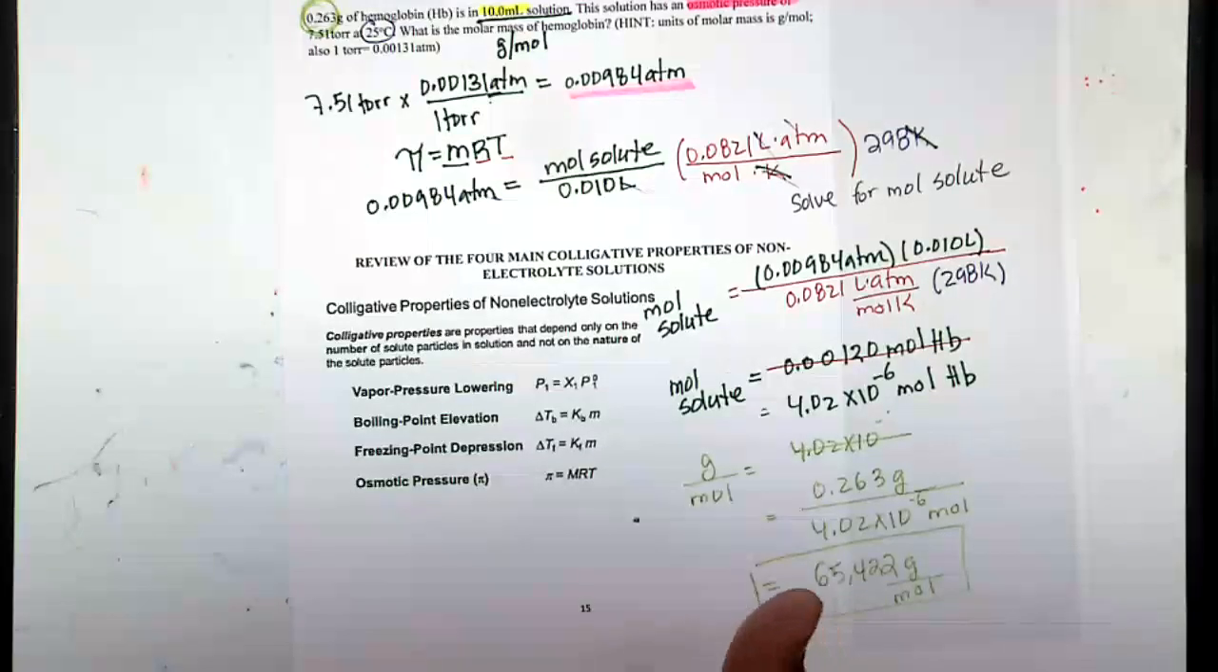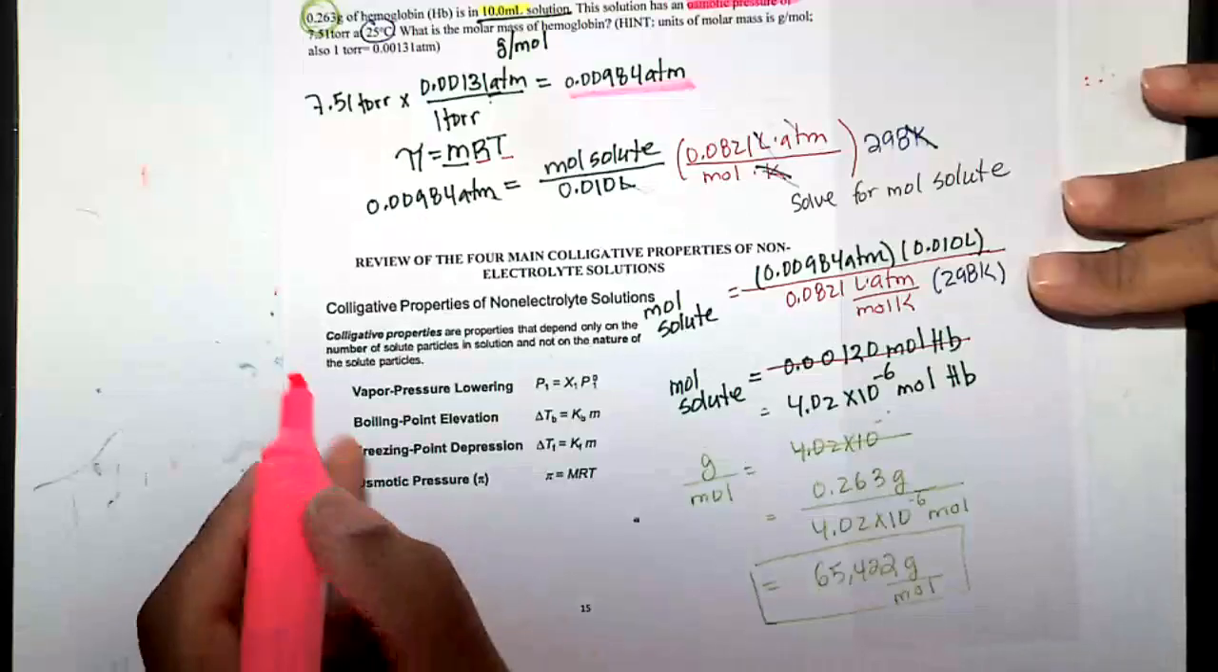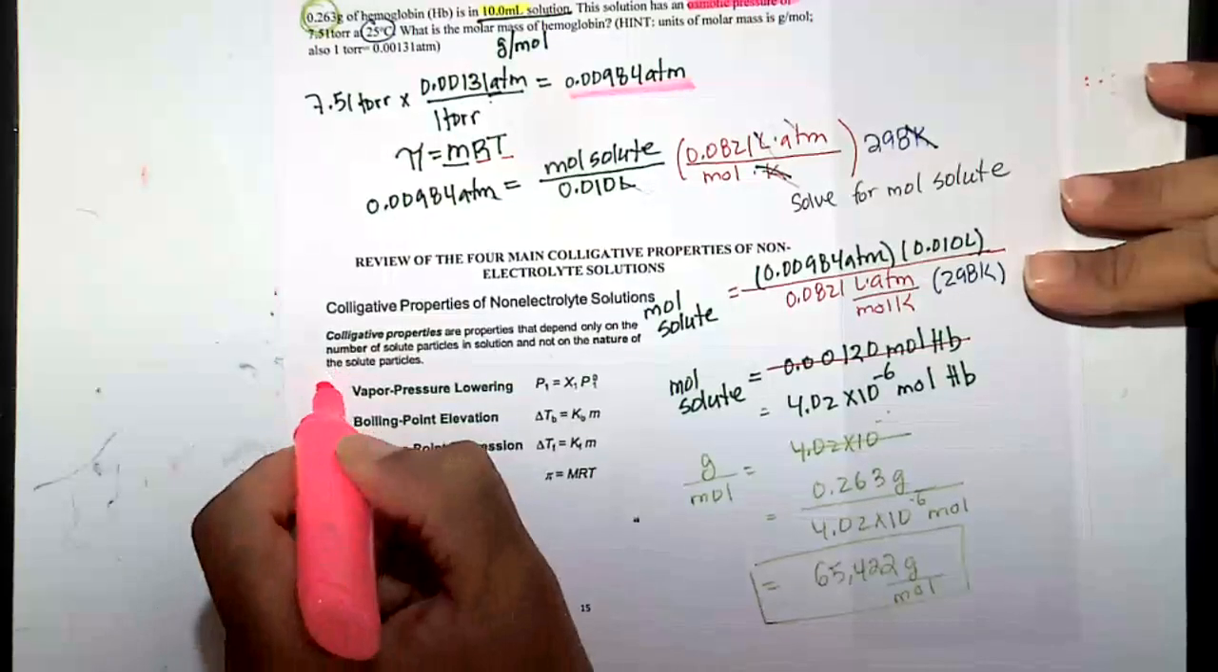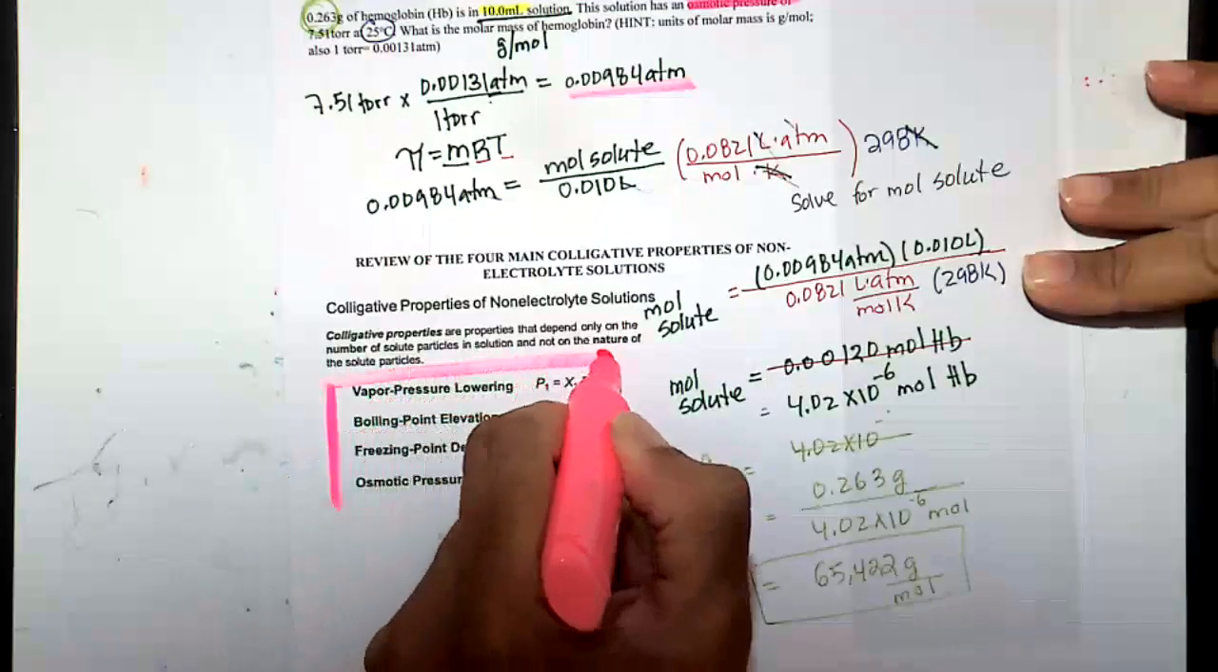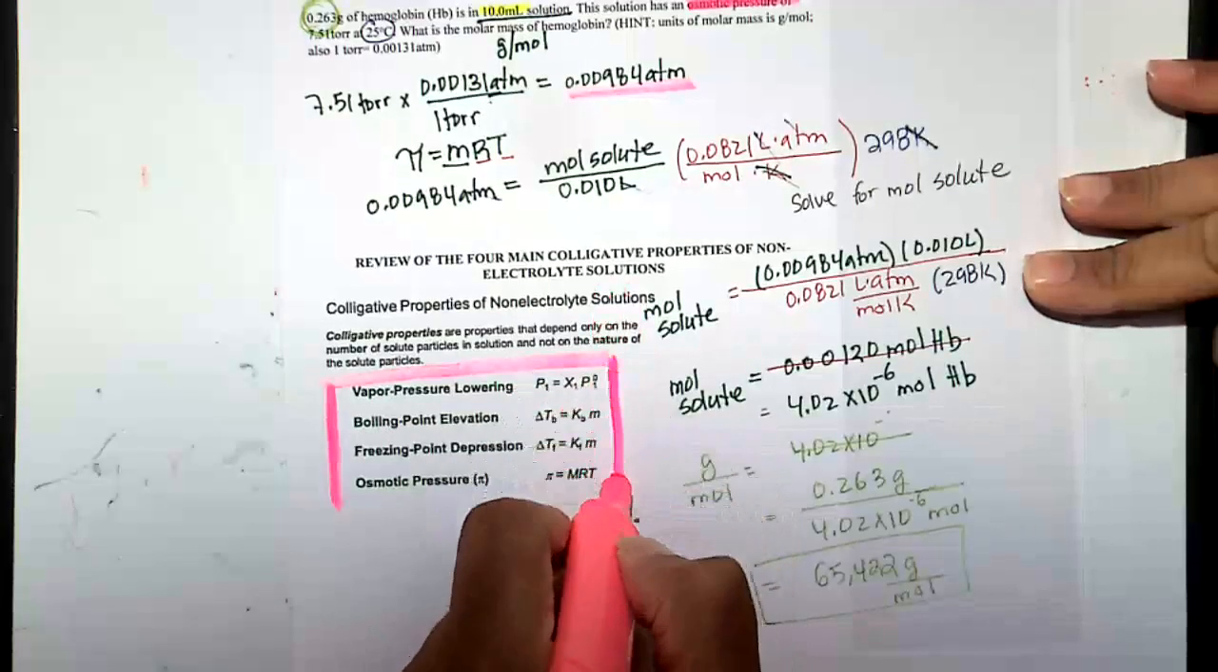So that is a wrap on Chapter 12. This ends the material for the exam. Just some take-home points. Here are our 4 colligative properties and their corresponding equations.